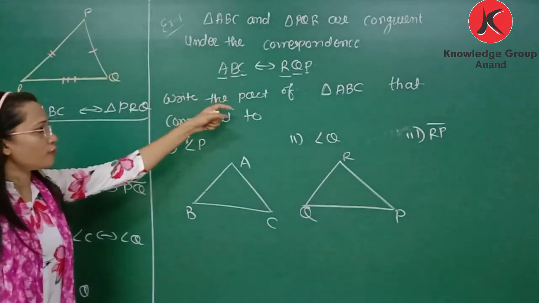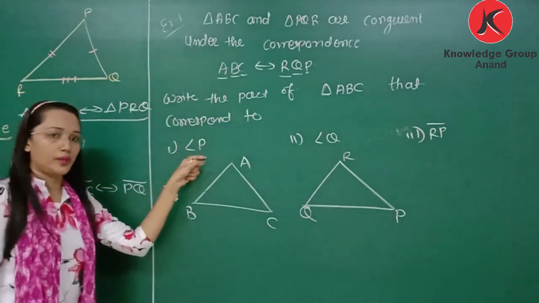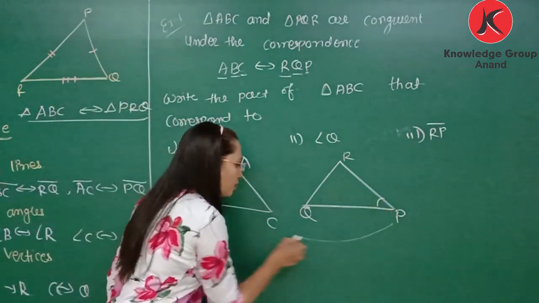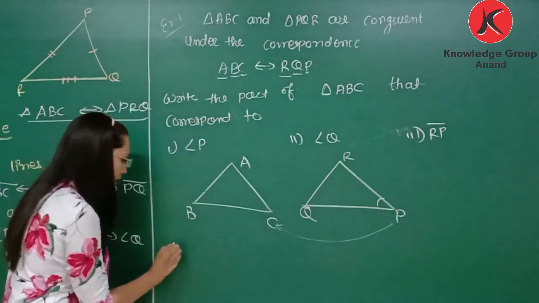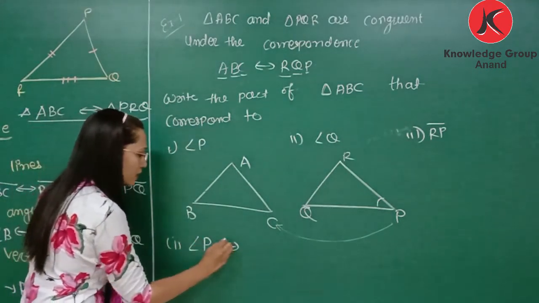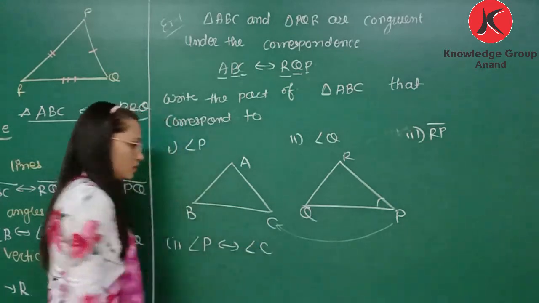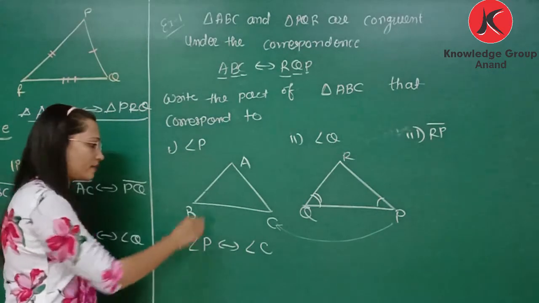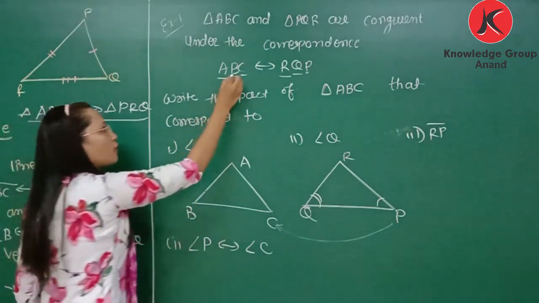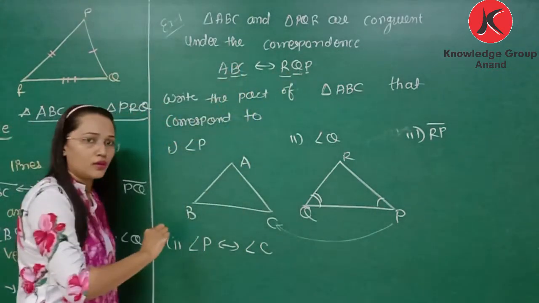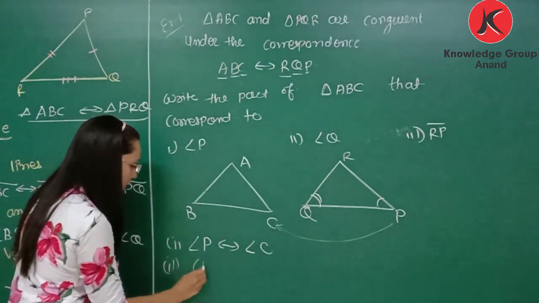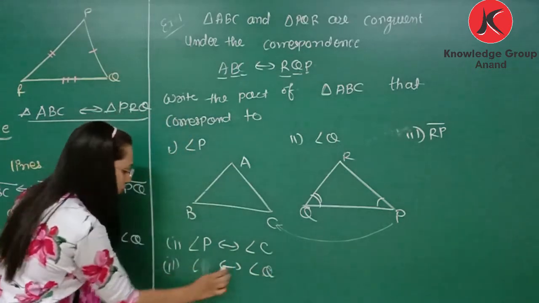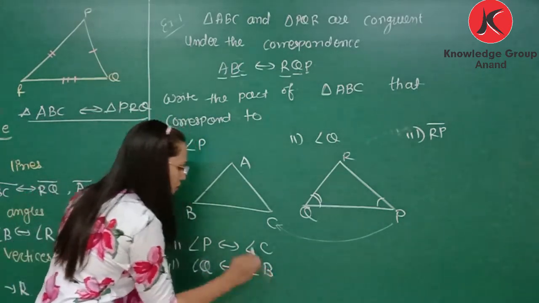So write the part of ABC that corresponds to angle P. Now here we have angle P. That corresponds to what? It corresponds to angle C. So you can write, for the first, angle P corresponds to angle C. Now next angle Q. This is angle Q and that corresponds to B. You can find it from the figure. Q corresponds to B. So you can write angle B corresponds to angle Q, or you can write angle Q corresponds to angle B.